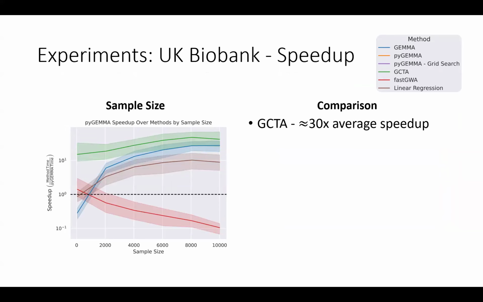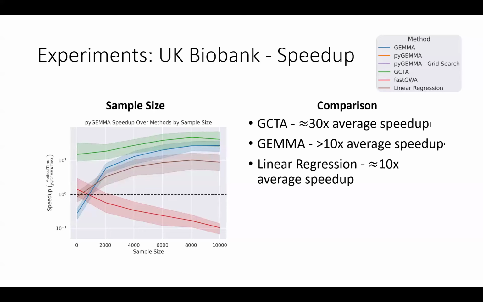pyGEMMA is 30 times faster than GCTA on average. It's over 10 times faster than GEMMA for reasonable sample sizes. And about 10 times faster than just basic, parallelized linear regression.